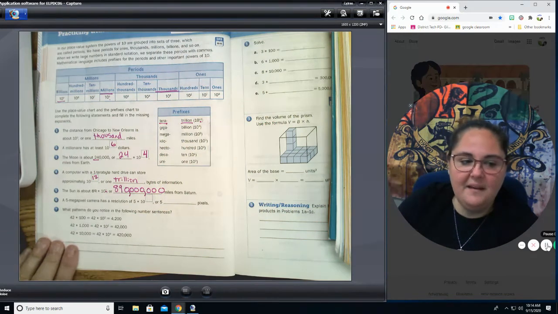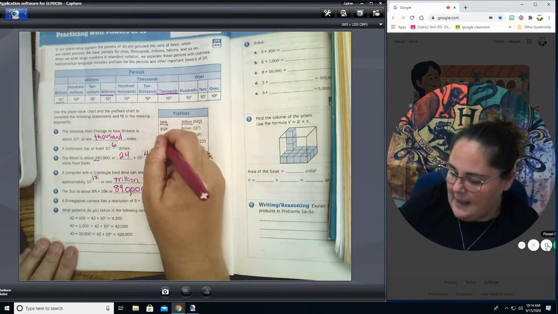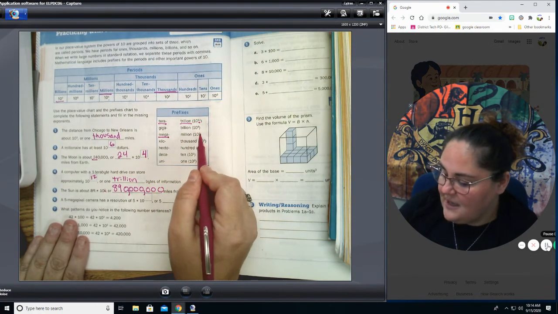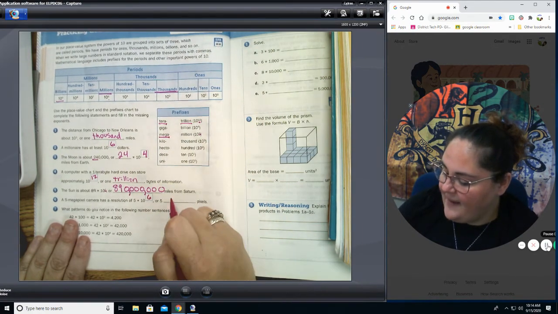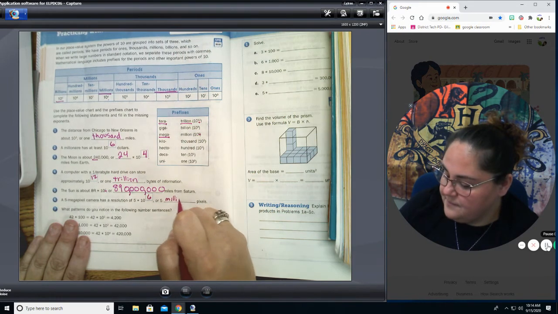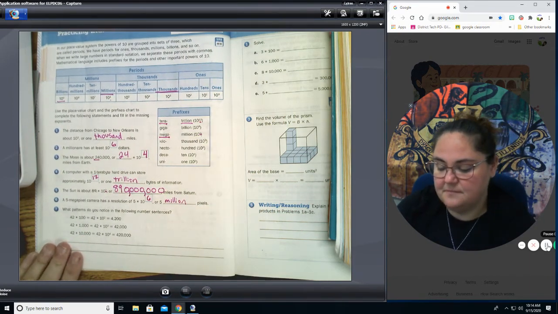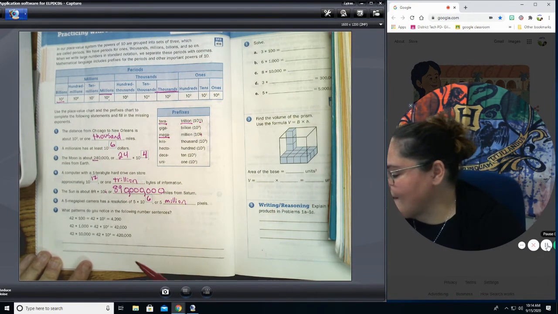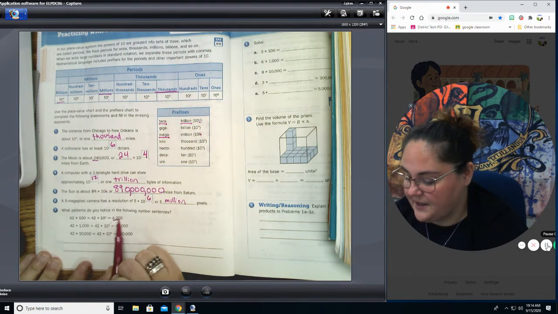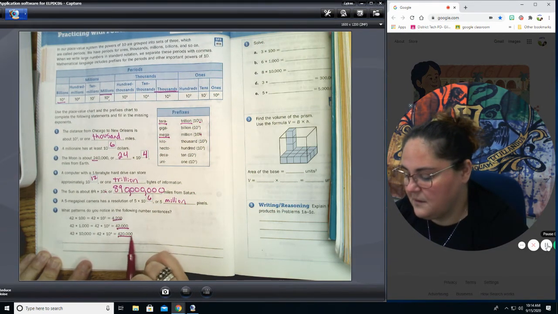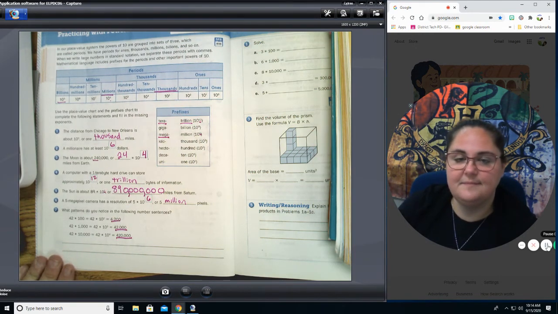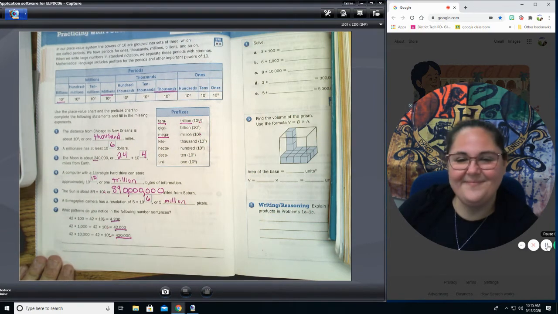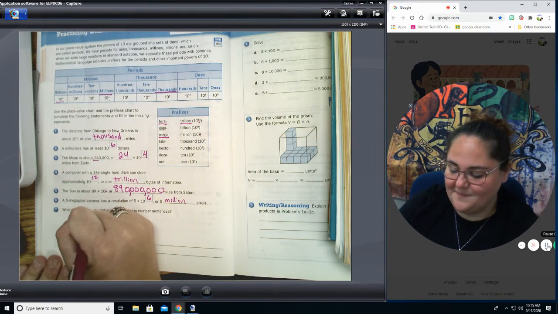A 5 megapixel camera has a resolution of 5 times 10 to the 6th, or 5 million pixels. 5 million pixels. All right, so what patterns do you notice about these answers here? What patterns do you notice? Maybe you notice a pattern with this number, or with this number.